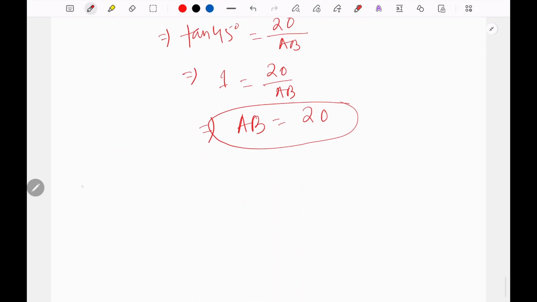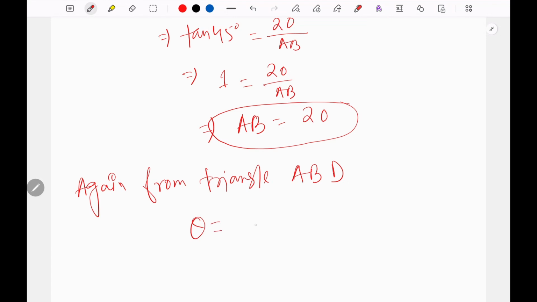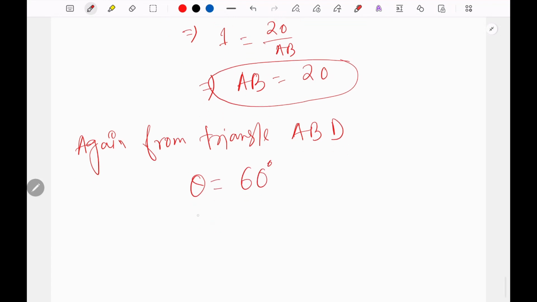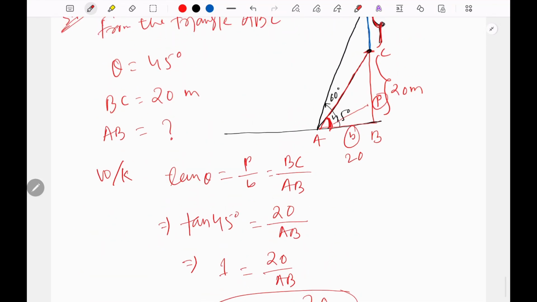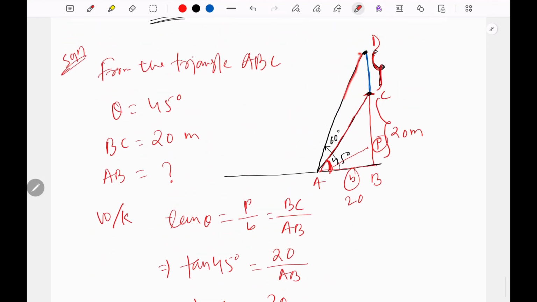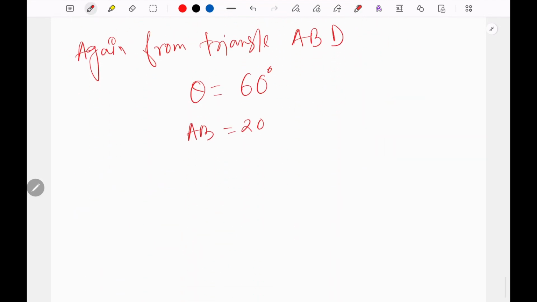So write again from triangle ABD. From triangle ABD, this time theta is 60 degree and AB equals again 20. So see, from this triangle we know the value of this AB, since we just now calculated it. Now we will calculate this side BD. So BD we need to calculate.